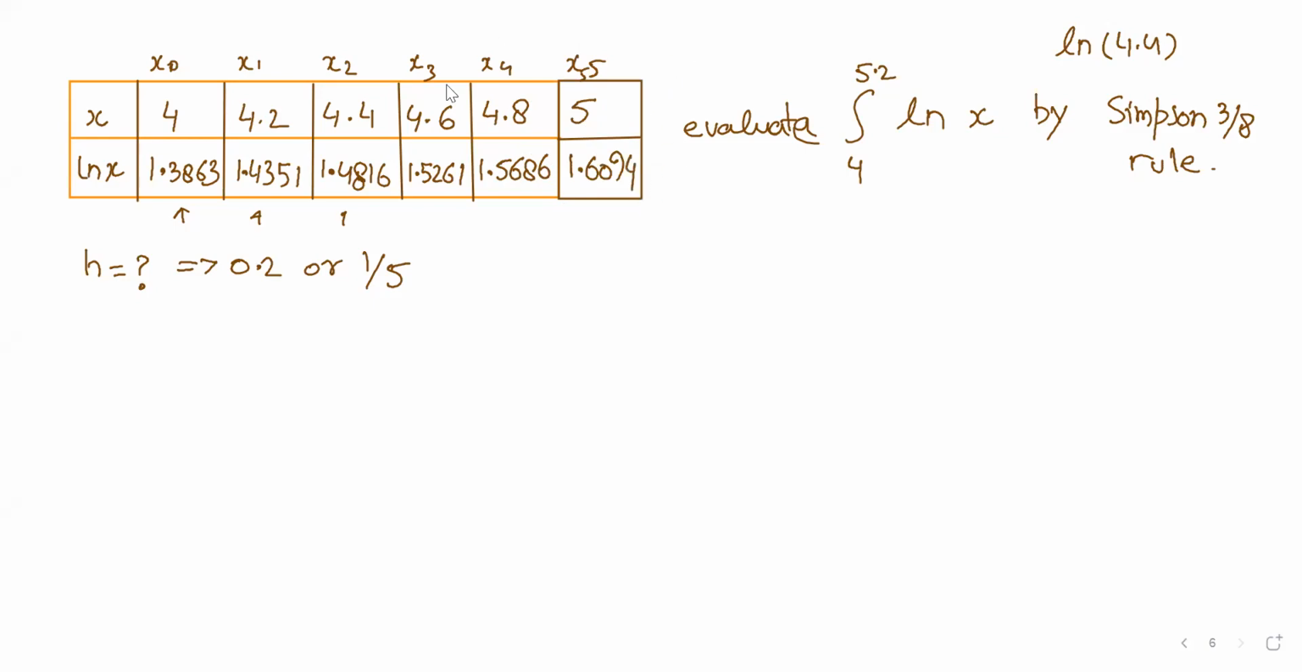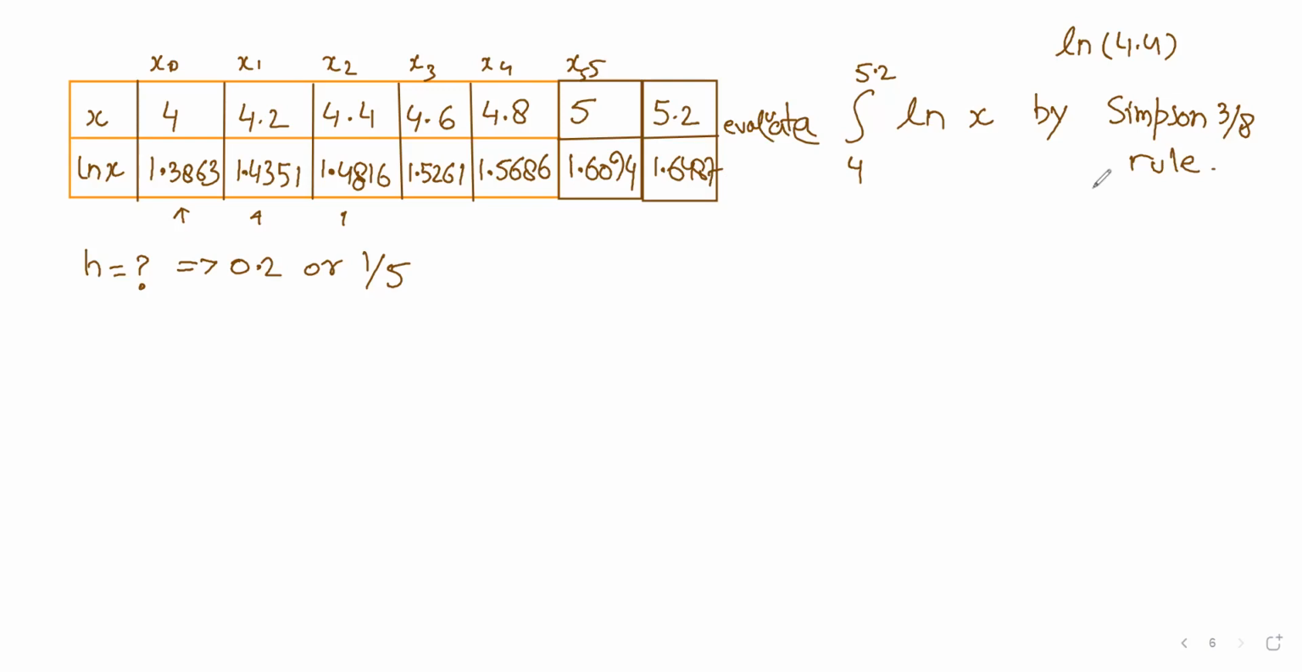And finally, we have one more entry in the table in here. Let me add it. At 5.2, it is 1.6487. Okay, so these are the values. So I will write: evaluate this one.